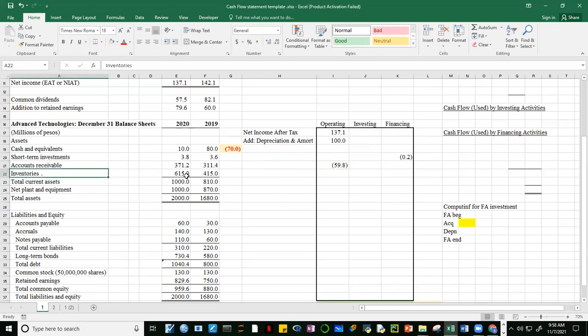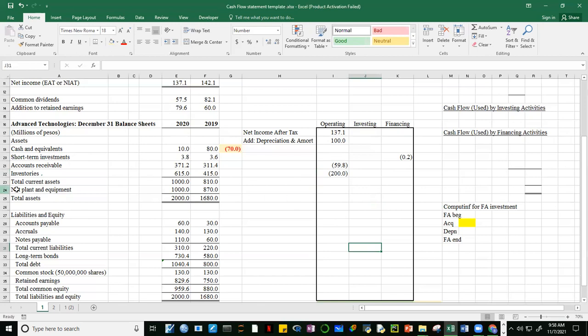In the same vein, inventories increased from 415 to 615. This will fall under operations also. So this is also a use of cash, so negative 200. Inventories is an asset and it increased from 415 to 615. Therefore, it's a use of cash and it will fall under operating activities.